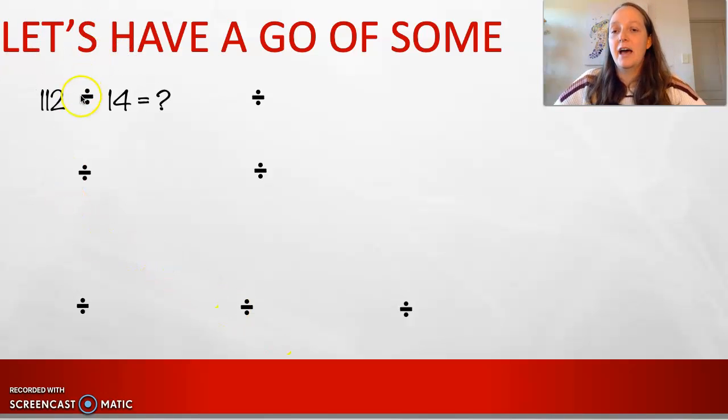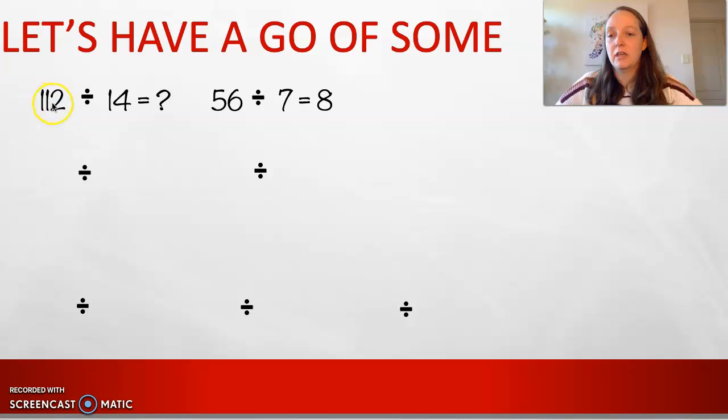Let's start off with 112 divided by 14. If we halved 112, we would get 56. If you have a look here, we could halve the 12, we got 6, and we could halve the 100 and we know we get 50. Then we've got 14. Half of 14 again is 7. And 56 divided by 7 equals 8.